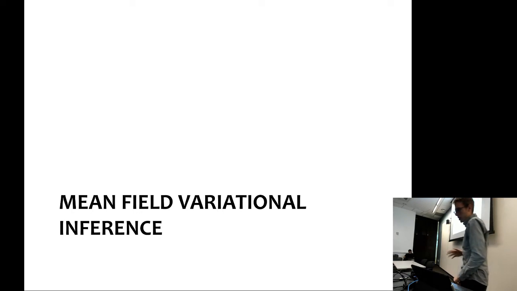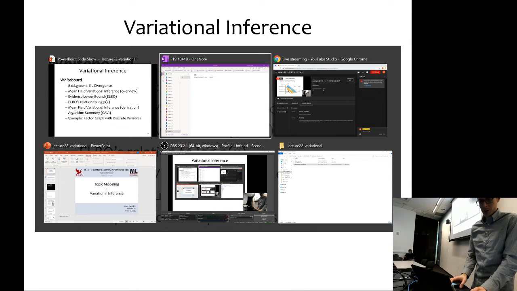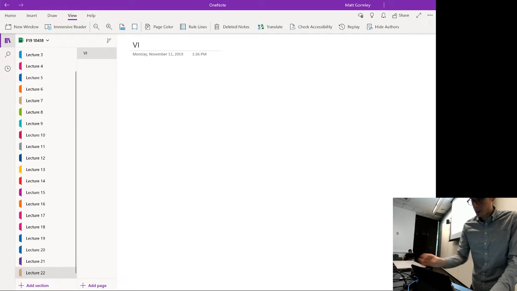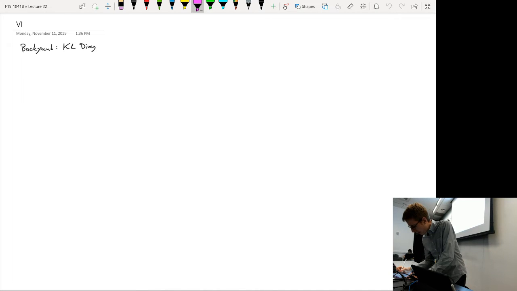Okay, so what I want to talk about today is mean field variational inference. And we're going to start with just some background. So what we need first is just a quick look at KL divergence. I imagine a lot of you have actually seen KL divergence before, but we want to make sure that you also understand the behavior of this metric, even if you have seen it written down before.